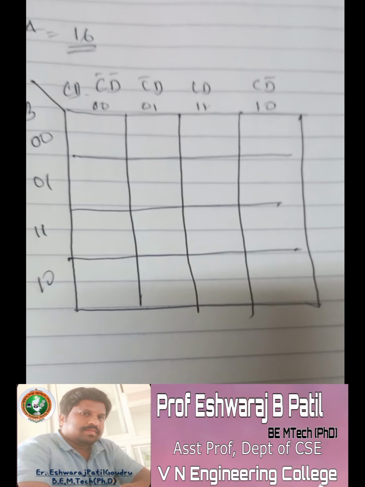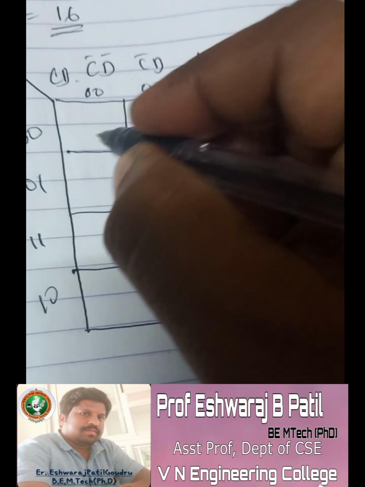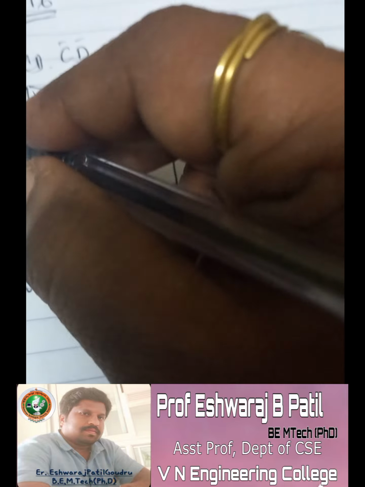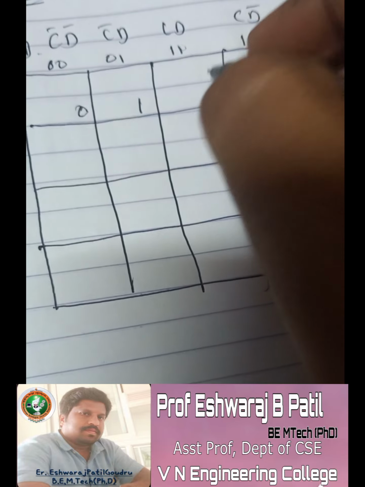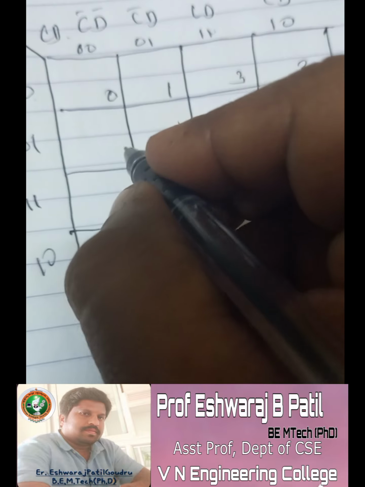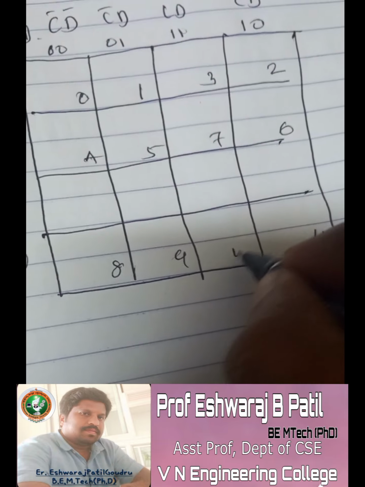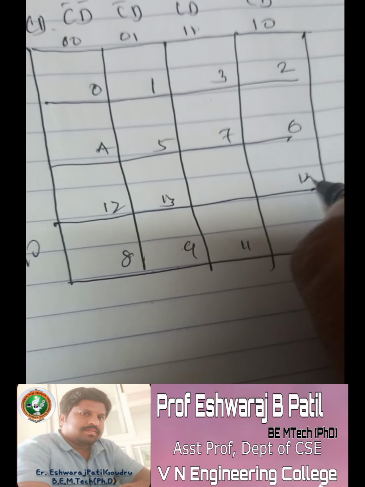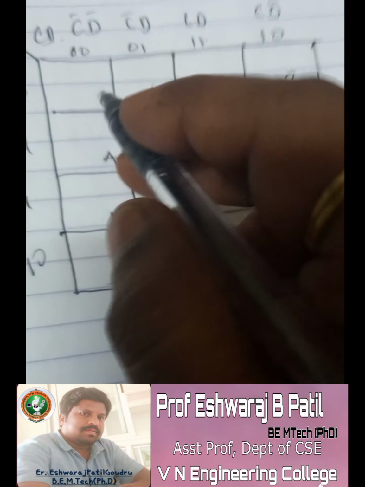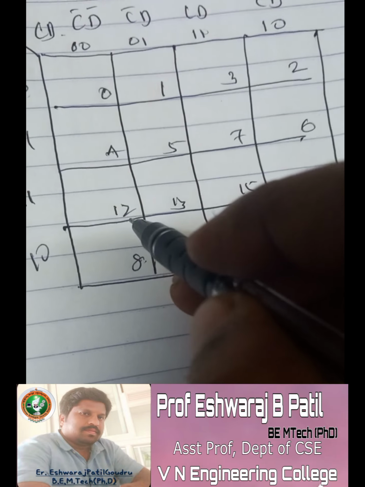Now I have to index the cells. The indexing of cells starts with 0: 0 0 0 0 is 0, 0 0 0 1 is 1, 0 0 1 1 is 3, 0 0 1 0 is 2. That is the row and column combined. So the cells are numbered 0, 1, 3, 2, then 4, 5, 7, 6, then 12, 13, 15, 14, then 8, 9, 11, 10.